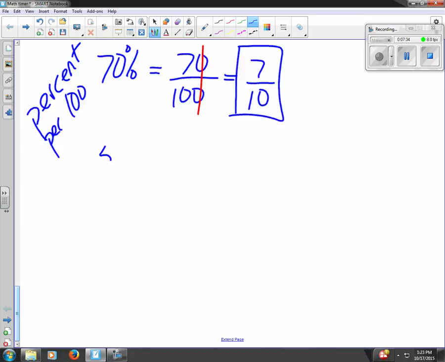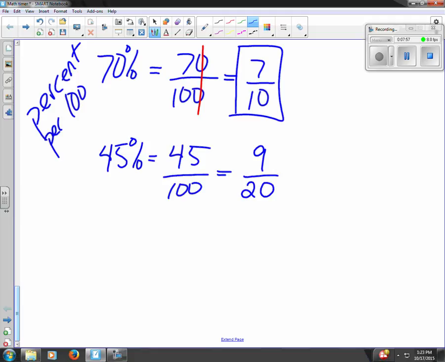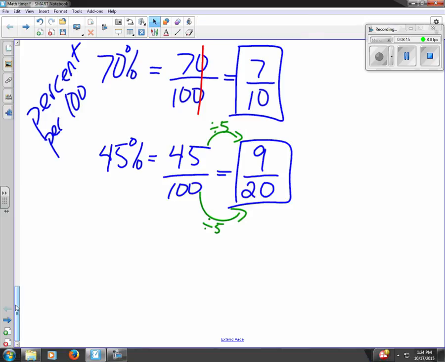Let's try another one. Let's say 45%. Again, what does percent mean? Percent means per 100. So 45 over 100. Okay, we can simplify this. I can take 5 out of the 45, I get 9. I can take 5 out of the 100, and I get 20. Okay, and I'm done. Here I divided by 5, just to remind you what we did. You know how to simplify fractions, though, so I should not have to help you with that. That's all there is to it.